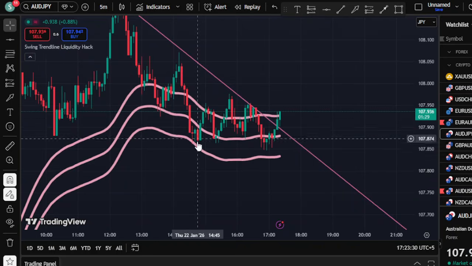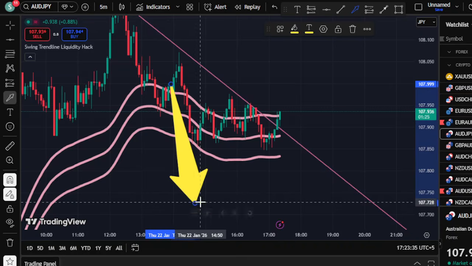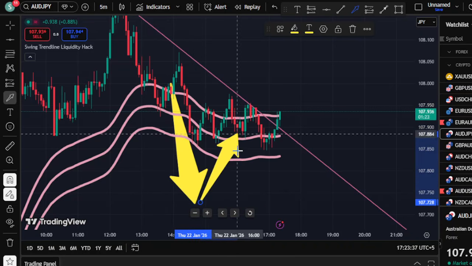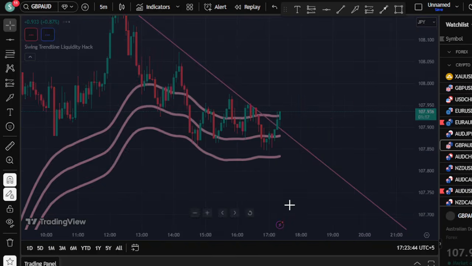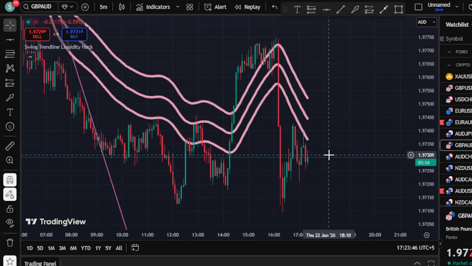Look, another example. Mostly what I do, how I take the trades: first of all, I wait for the market to go down, then I wait for the market to come inside the band, and then we wait for the breakout in that way. You can use the stop loss just below these levels, and this is completely fine.